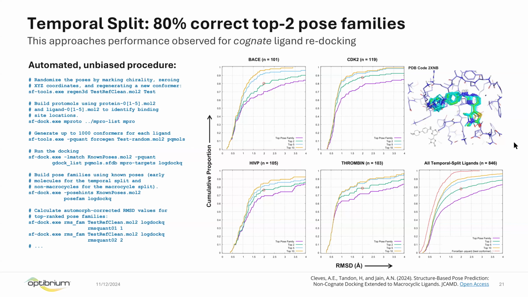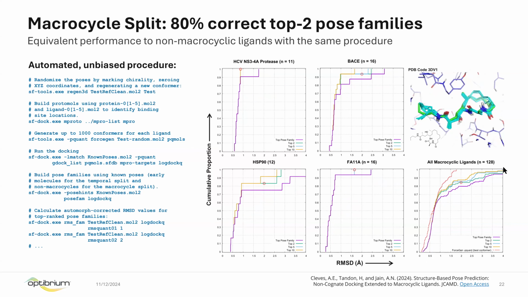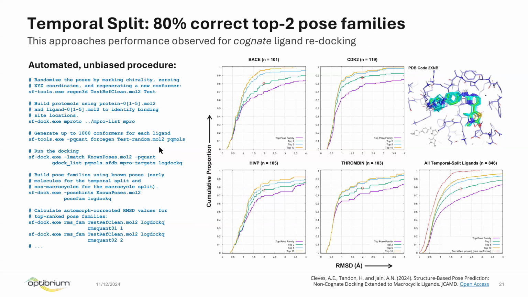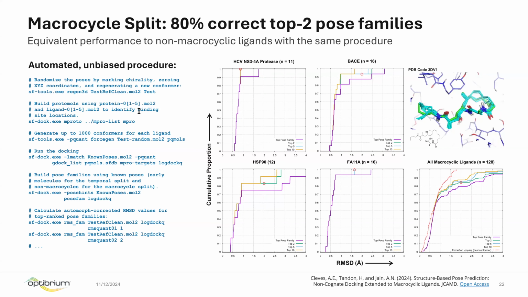So I guess the big news in the paper and in the results is that for macrocycles, we do essentially exactly as well as we did with non-macrocycles. So now fully randomizing structures, and you'll see this procedure on the left here is literally exactly the same for non-macrocycles and macrocycles. No differences. You don't need to think about it. You don't need to worry about it.